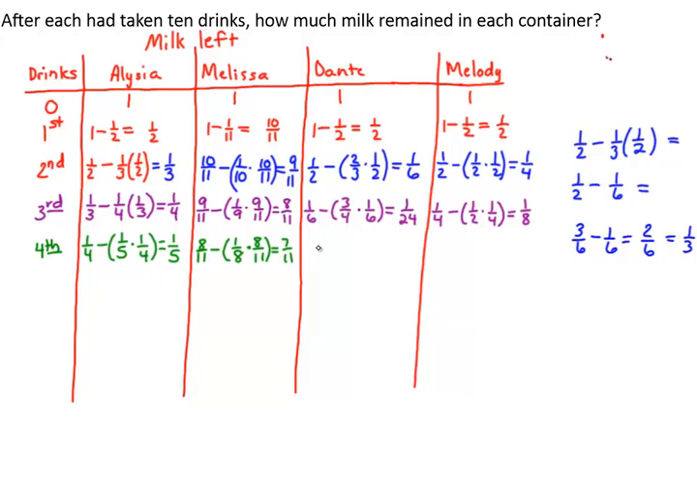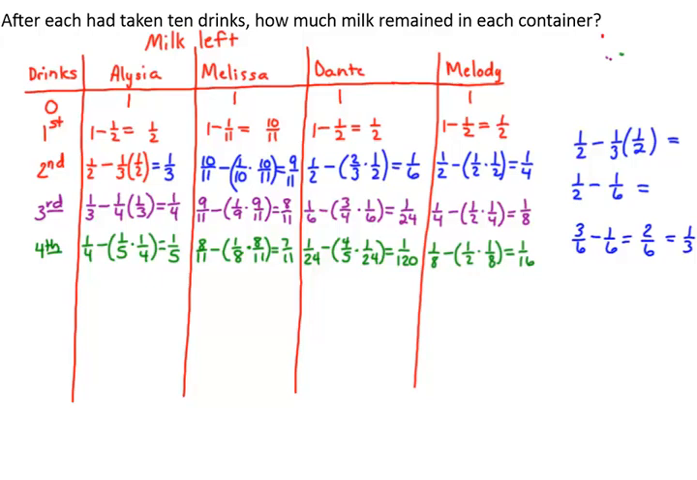Okay, for Dante, we are going to drink 4/5 of what was left. So we have 1/24 minus 4/5 times 1/24. And after I did that work off to the side on another sheet of paper, I ended up getting 1/120. Okay, and so then Melody, she's going to drink 1/2 of what was left. So then that ends up being 1/16.